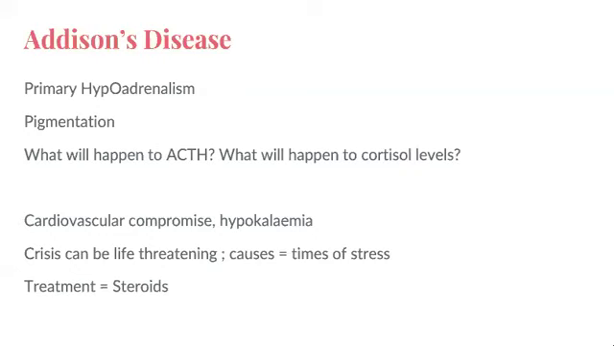Addison's disease, or the Addisonian crisis, can be life-threatening, and the causes of that are essentially times of stress. It can be psychological stress as well as physiological stress, such as surgery. The treatment is with steroids, mineralocorticoids, and fluid resuscitation.